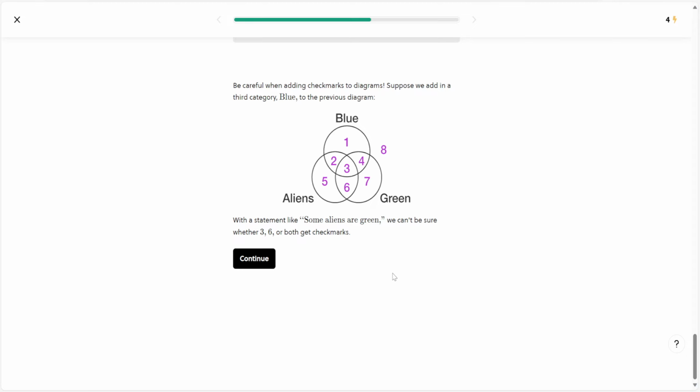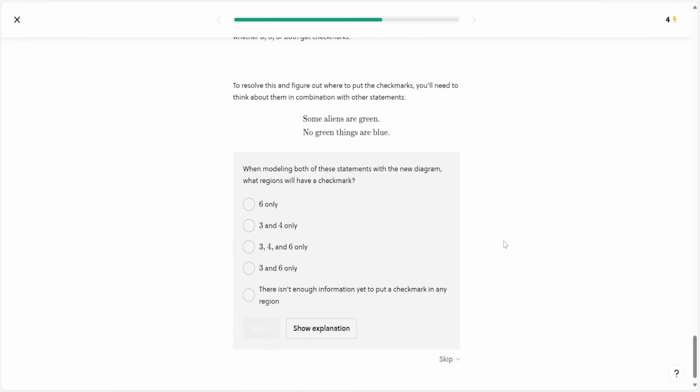Be careful when adding check marks to diagrams. Suppose we add in a third category, blue, in the previous diagram. With a statement like some aliens are green, we can't be sure whether 3, 6 or both get check marks. To resolve this and figure out where to put the check marks, you'll need to think about them in combination with other statements. Some aliens are green, no green things are blue.